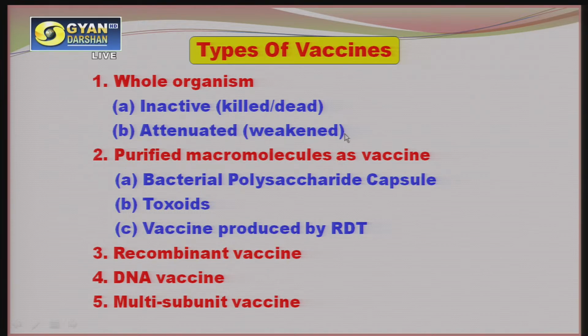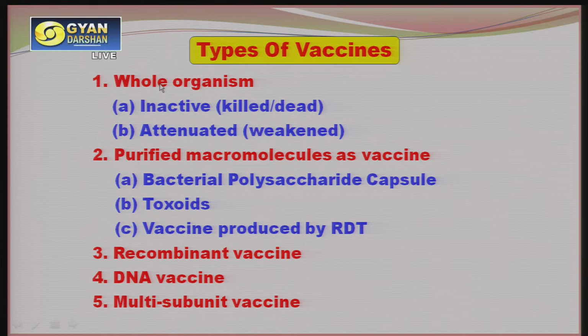We can do this with the help of heat, or we can utilize some chemical like formaldehyde, so that the bacteria or viruses are not able to infect the body. They can provoke the immune response inside the body. So it is divided into two types. One is the inactivated, killed or dead pathogens, another is the attenuated or weakened pathogens.